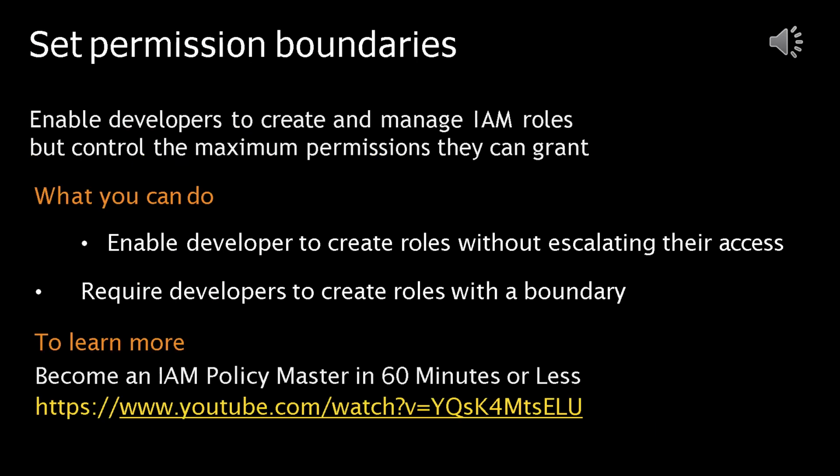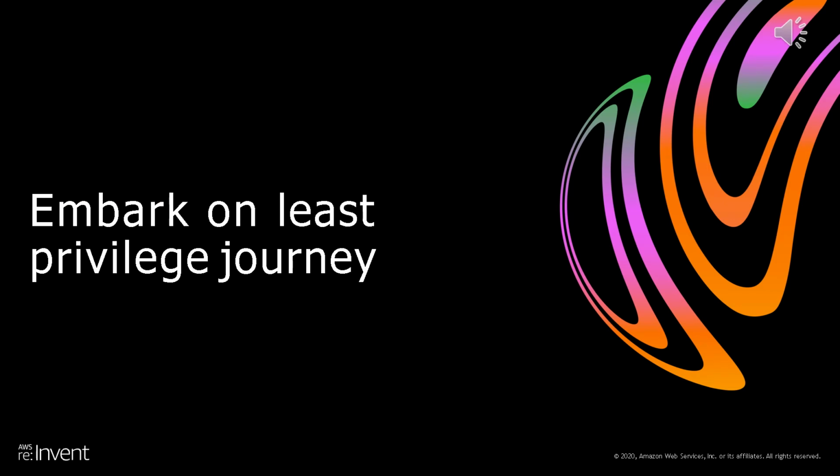So we just covered SCPs, which are basically guardrails across all of your accounts within your organization. And when we drop into the account, we want to use permission boundaries to allow developers to create and manage IAM roles. We want to control the maximum permissions that they are able to grant. Now that we've covered guardrails, let's move on to least privilege and how this can be used in your account.